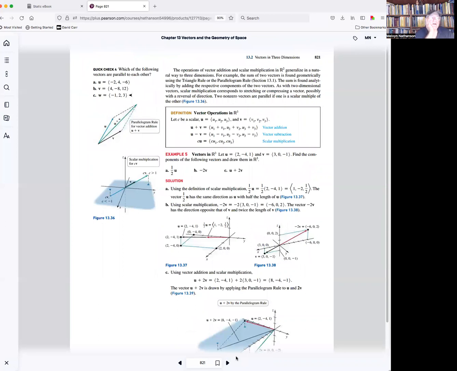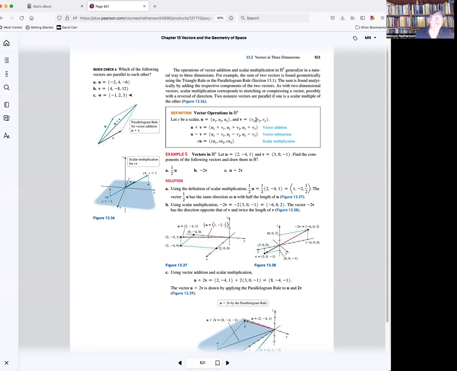So we have the same operations on vectors in 3 space as we do in 2 space. In 2 space, we could add vectors, subtract vectors, and multiply a vector by a scalar. In 3-dimensional space, we can do the same thing. And again, just as you see here, this is the definition of the operations.